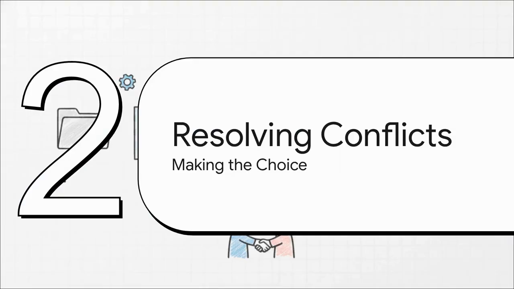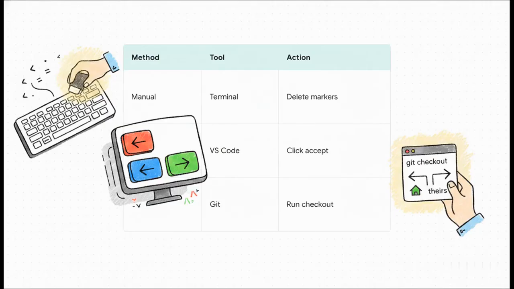Section 2. Resolving the conflict. Now that we can actually read the multiple choice question Git is asking us, how do we answer it? Well, here are 3 standard resolution methods. First up, the manual edit. If you're using a terminal editor like Nano or Vim, you literally just use your backspace key to delete the markers, get rid of the less than signs, the equal signs, the greater than signs, and you manually type or format the code exactly how you want it to look.